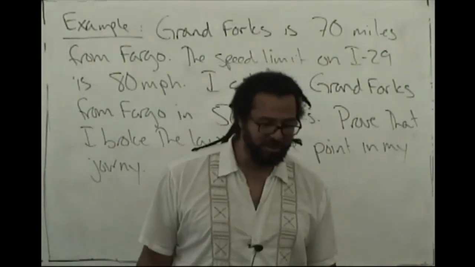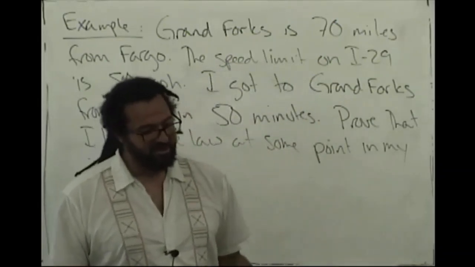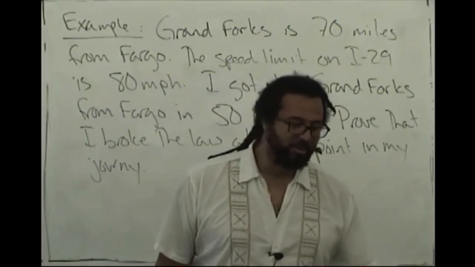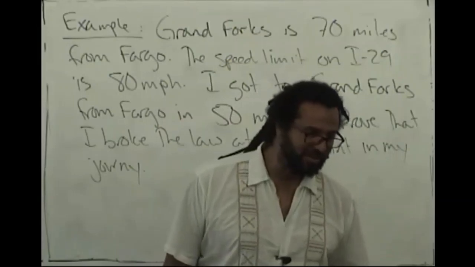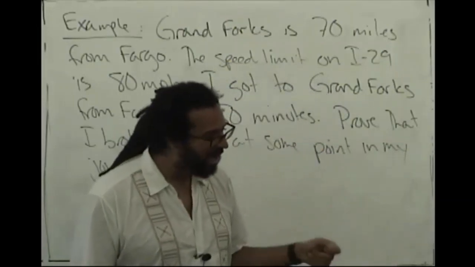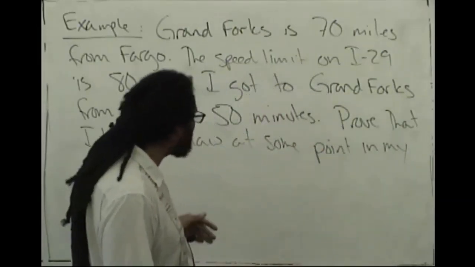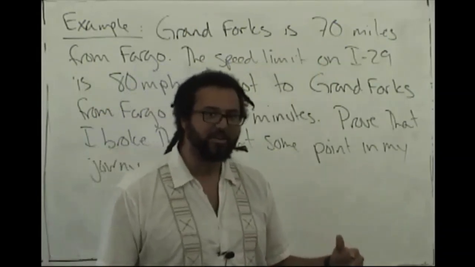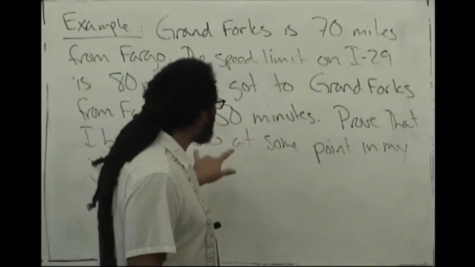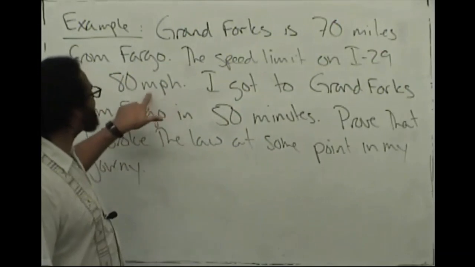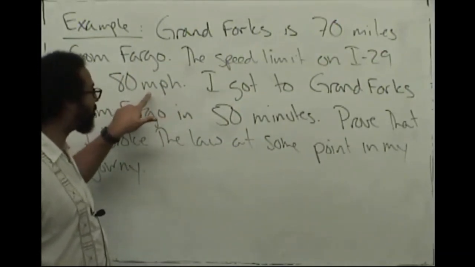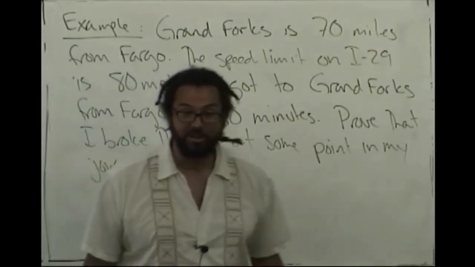How can we prove that? So if you're the lawyer and you want to prove that I'm speeding, or you're the police officer and you want to prove that I'm speeding, how are you going to do that? Well, this is where the mean value theorem comes in. So we want to prove that at some point my velocity was greater than 80 miles per hour. So let's write down a proof of that.